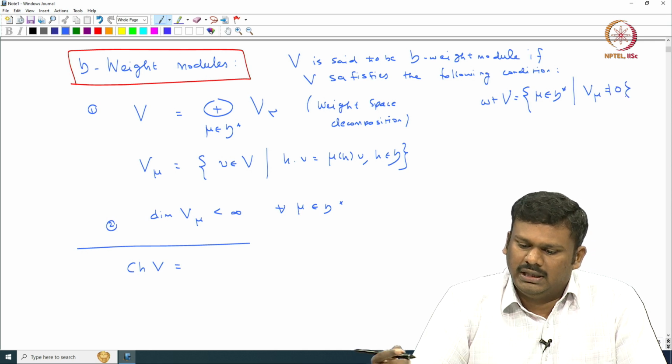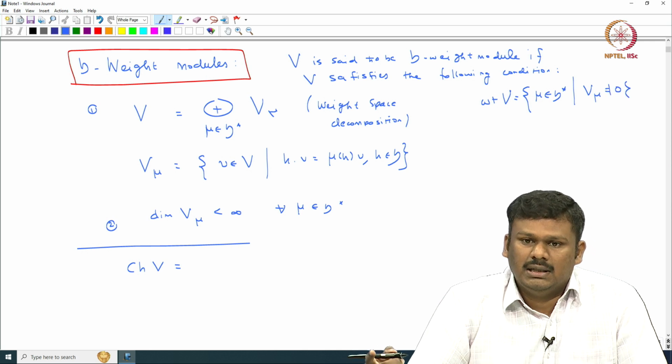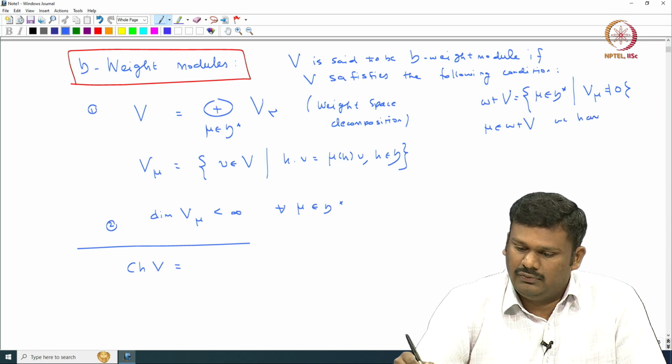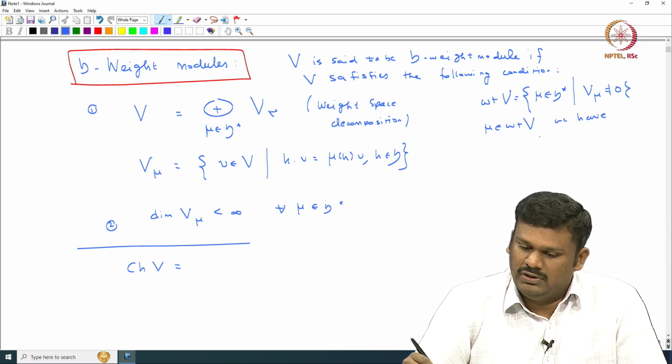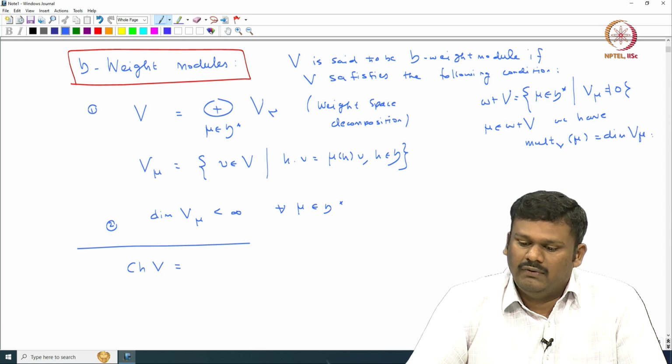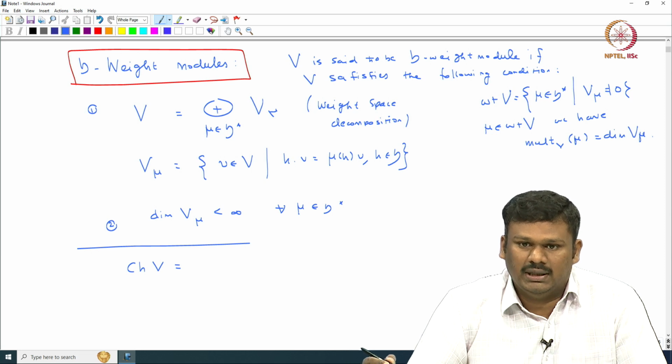So, now given mu, which is a weight, there is a weight multiplicity, which is the dimension of V mu. So, given mu inside the weights, we have this multiplicity of this mu. Sometimes it is written as multiplicity of V of mu, which is defined to be the dimension of V mu. Okay. So, we want to record these weights and weight multiplicities all together.